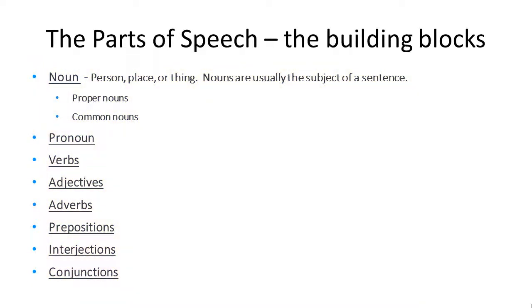Now, in the last several videos, we covered one of those building blocks, the noun. And we know that that is a person, place, or thing, and that nouns are usually the subject of a sentence. And you will remember there are 2 main types of nouns. There are proper nouns and common nouns. And of course, proper nouns are just specific nouns that have a name, and common nouns do not have a specific name. That's the major difference. So again, we looked at nouns, and that was the first part of speech that we learned.